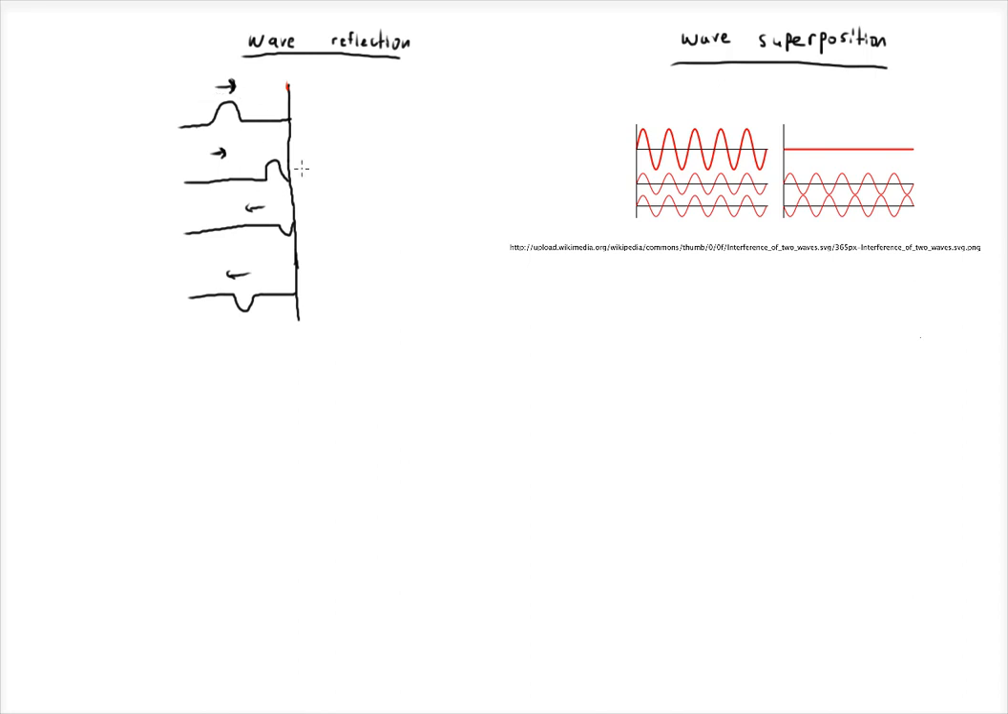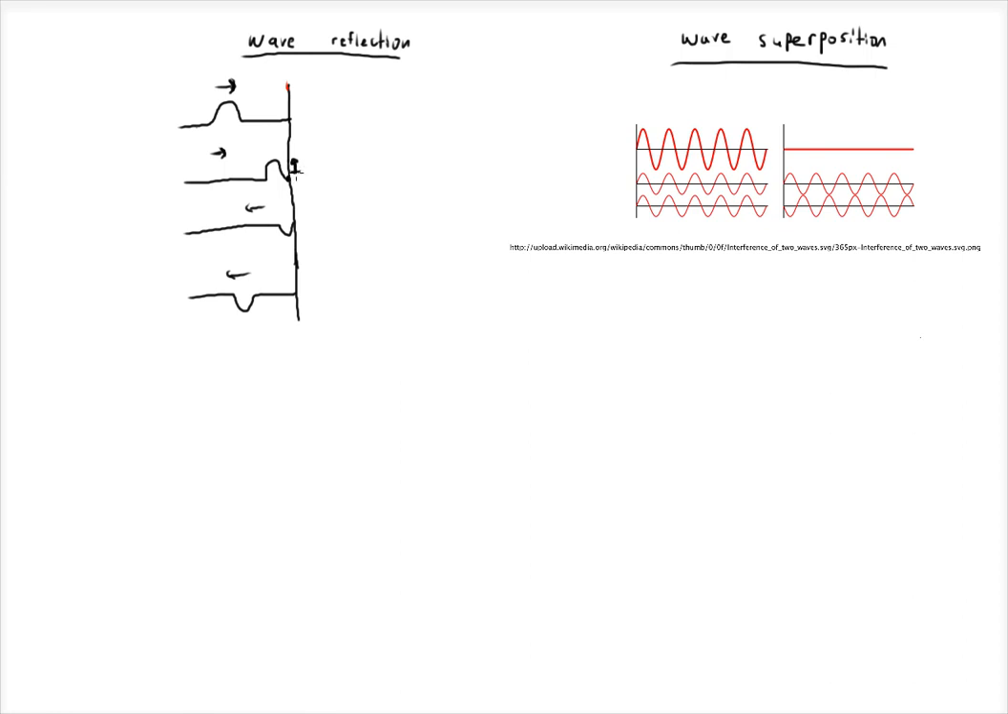Once it actually hits the wall, it's going to reflect back, but when it does, it's going to be inverted. So here we have it, we'll call this right side up, and then it comes back upside down. And the reason for that is that when this wave hits the wall here, it is applying an upward force on the wall. But the wall doesn't move.